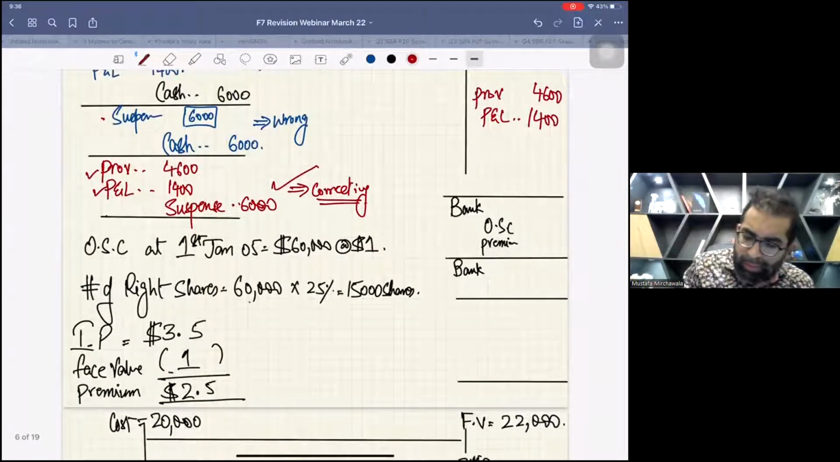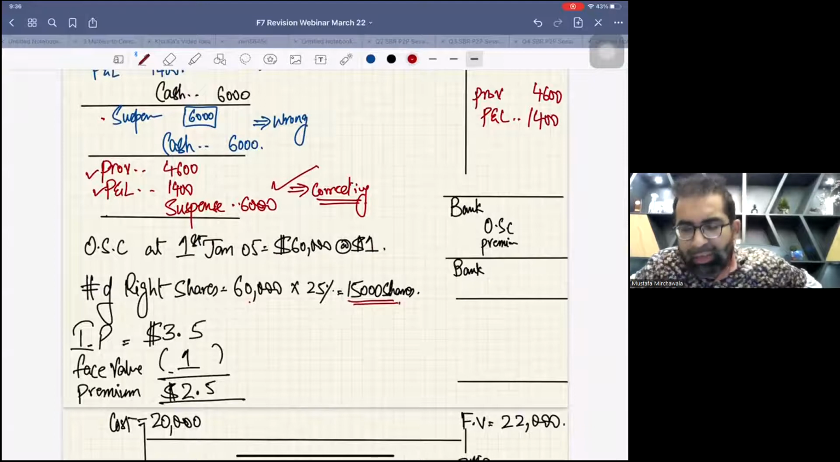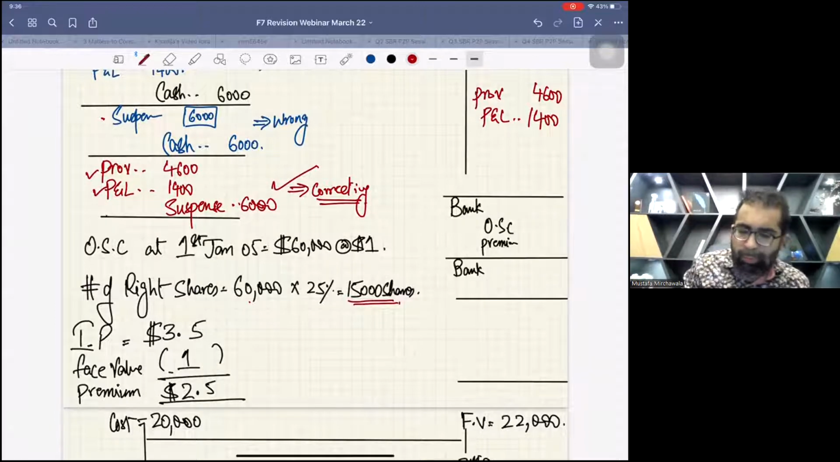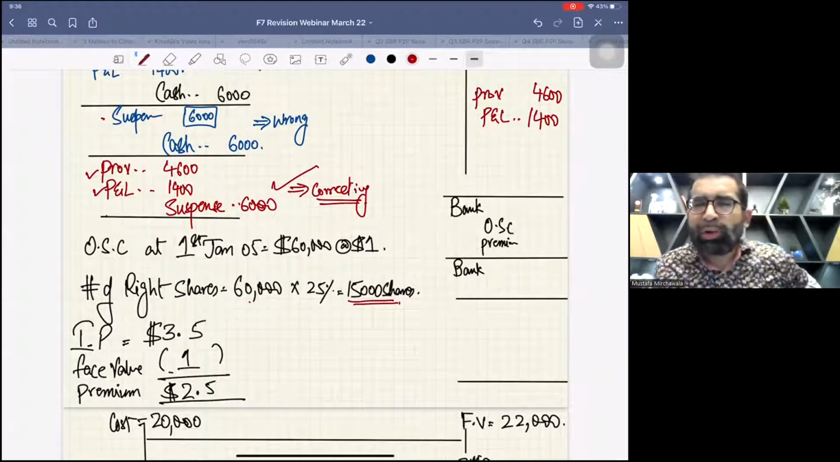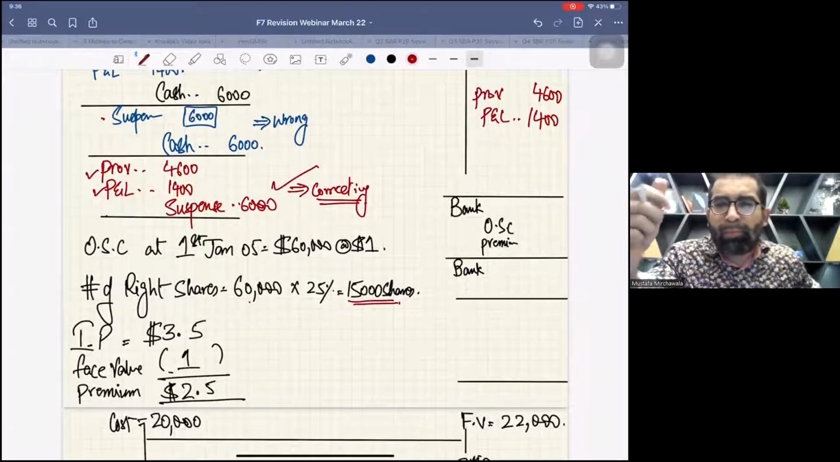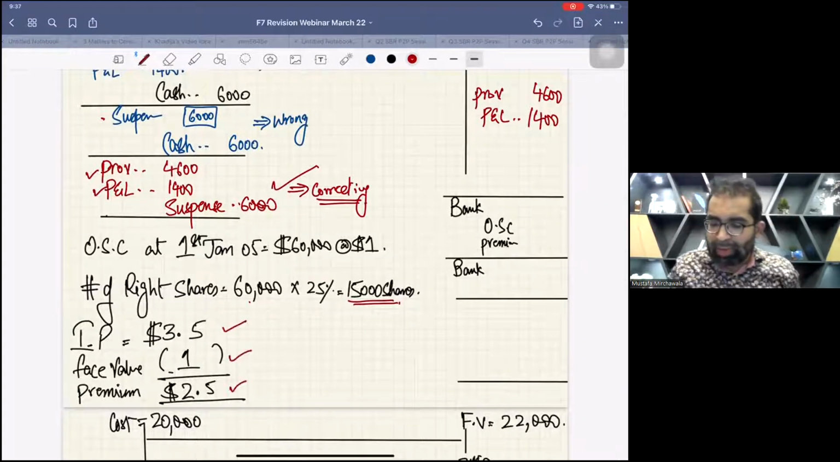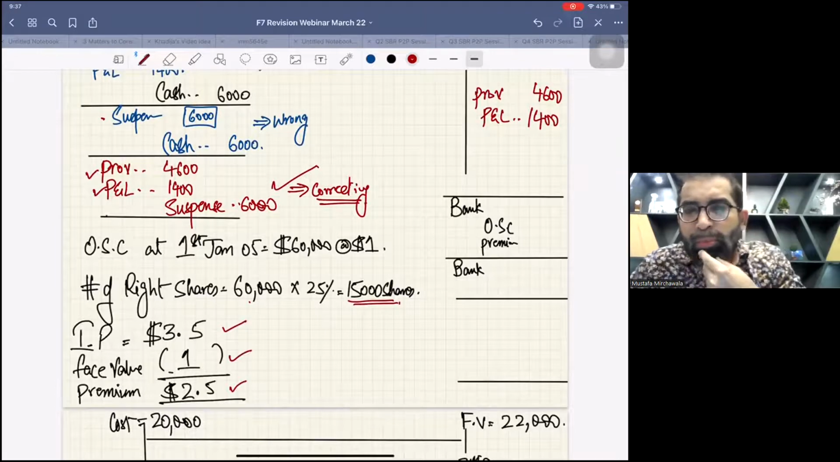So 60,000 times 25%, new shares are 15,000 shares. Exact, right? Now, what is your issue price? Obviously, a right issue is not a free issue. A right issue is a monetary issue. So the issue price was 3.5. Face value was $1, so share premium should be 2.5.